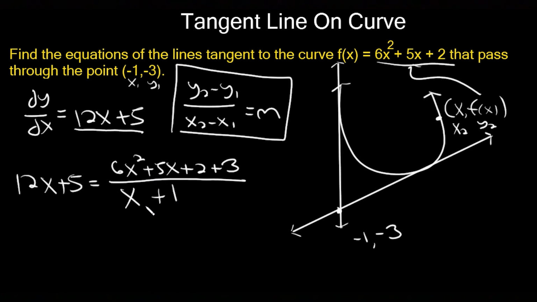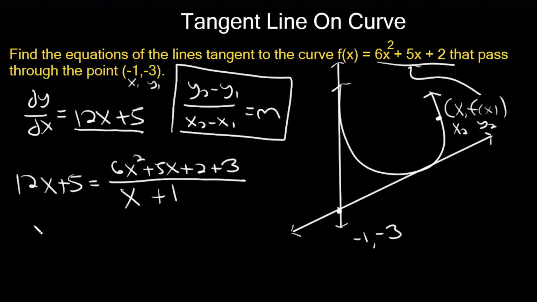And now from here, you want to solve for x, because when you solve for x, you are going to be getting the x values where these tangent lines are passing through on the curve. And then we can use that to our advantage, and I'll show you how. But we want to solve for the x values here. And again, that is going to give you the x values on the curve where these tangent lines are passing through, okay?